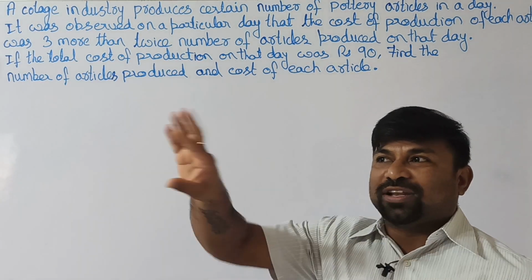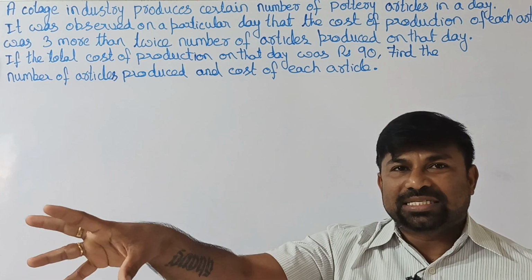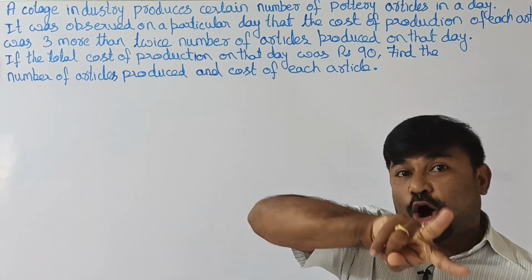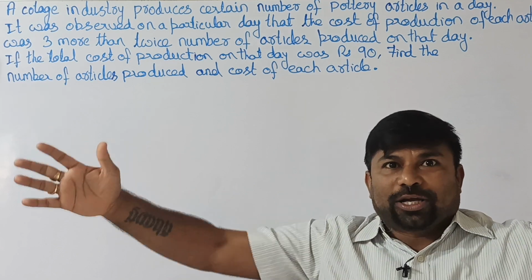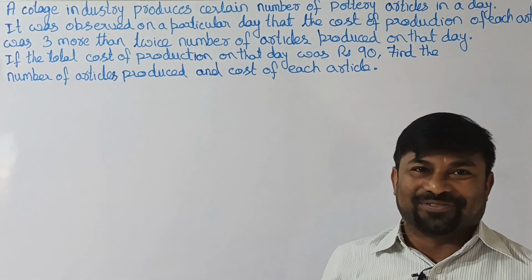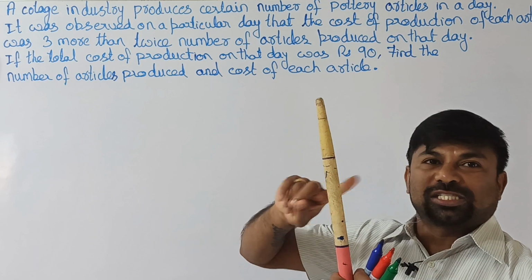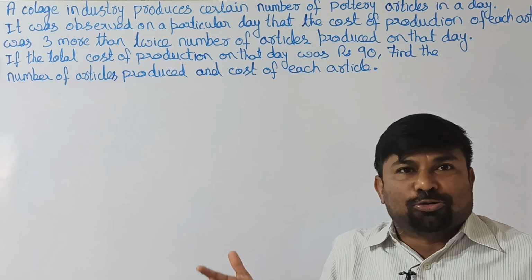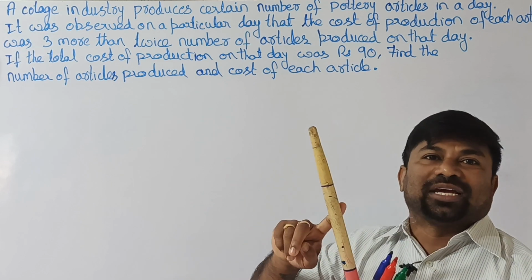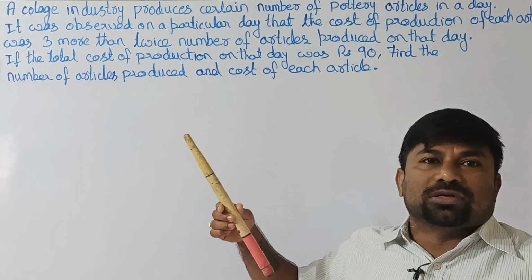For the entire day, how much money has the owner invested for the production of all those articles? The total production cost means number of articles into cost of production. You have to remember that. What is the cost of each article? Suppose cost of production of one article is 10 rupees, or $10, whatever. How much money should I spend to produce one article?